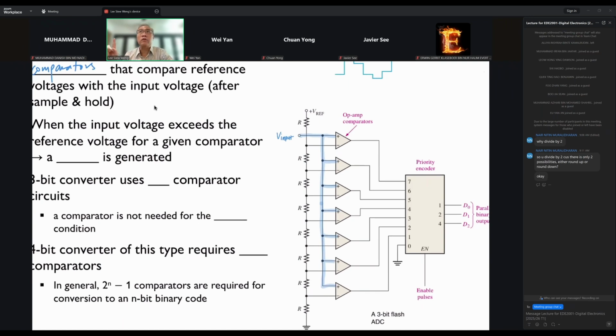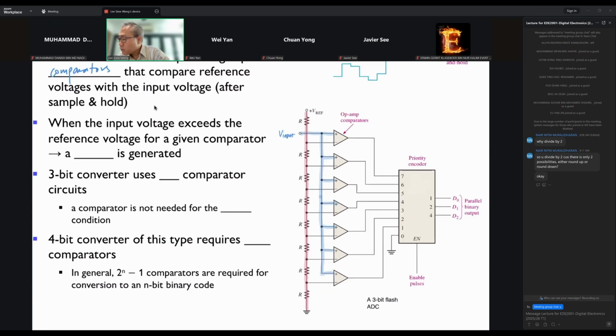Right, it's connected to the positive terminal of the op-amp comparators. Now, what do you have next? This is the reference voltage. If you look, this is like a voltage divider. So this is like a voltage divider.